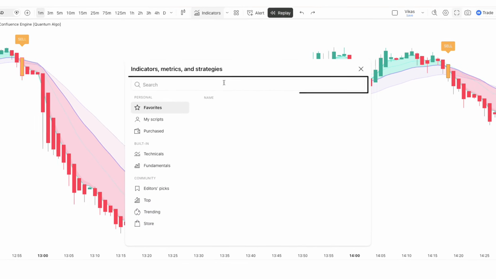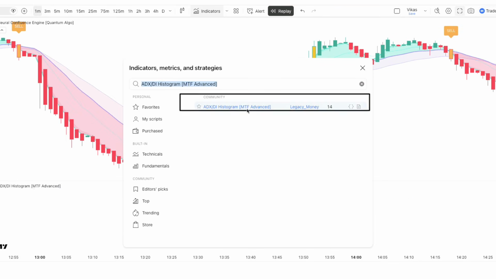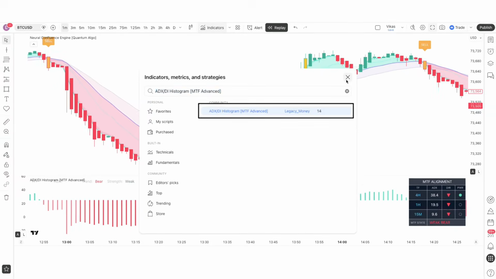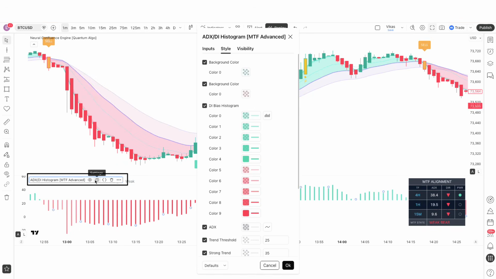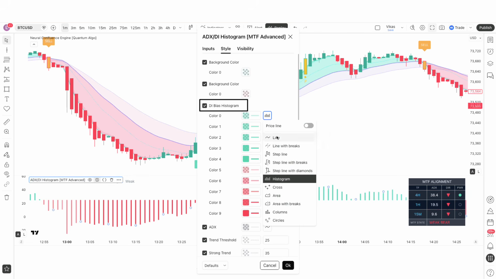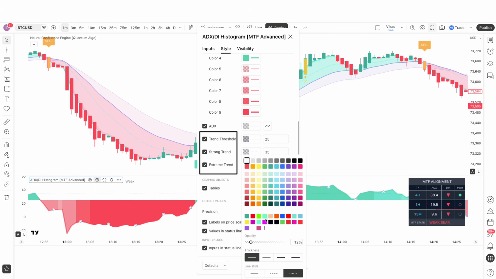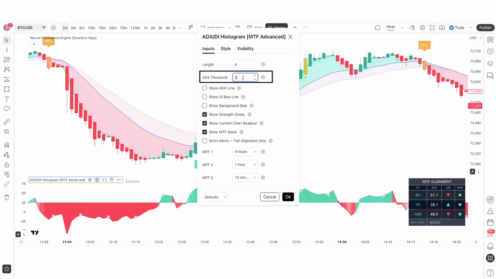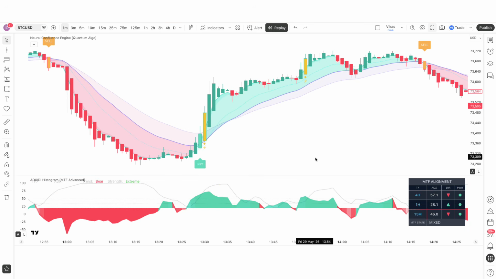Let's go to the indicator search, type ADX-DI Histogram MTF Advanced and select this one, created by Legacy Money. Now let's access the settings of this indicator so we can modify it to suit our strategy. We change DI Bias Histogram to Area. After that, change Color from white to black. After that, change Length from 14 to 4. After that, change ADX Threshold from 25 to 20. We have to keep these options checked. And here everything is fine after that. Click OK. Now our setup is ready.